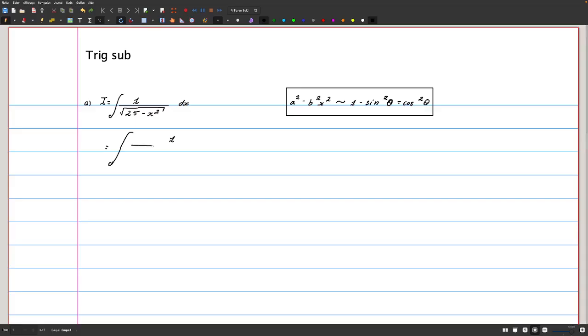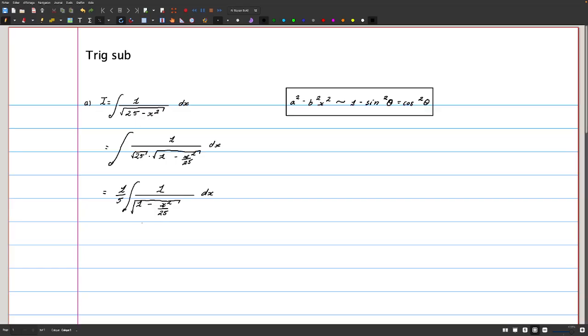If we pull this out of the integral, we can see that the root of 25 times the root of 1 minus x squared over 25 dx is equal to our original argument, which is true. If we simplify this, we can pull out 1/5, 1 over 1 minus x squared over 25, this whole thing under the root dx.